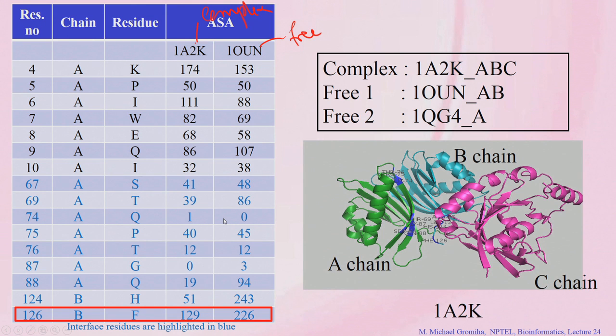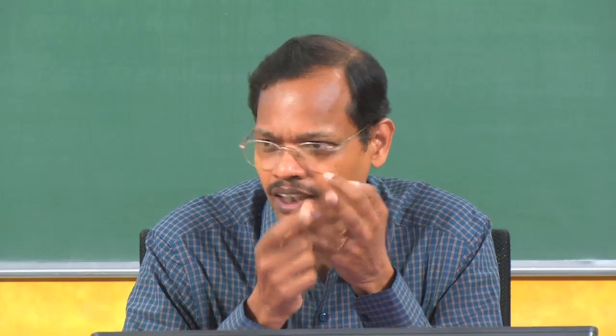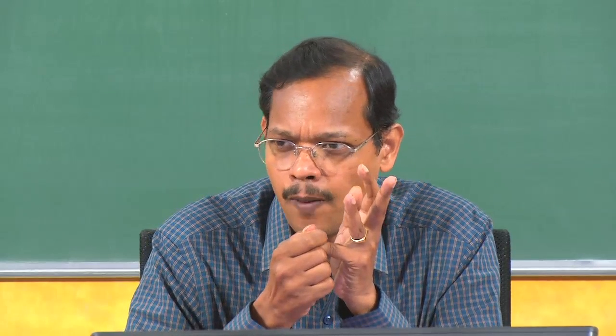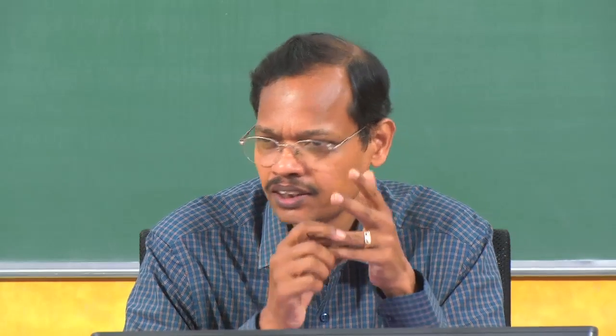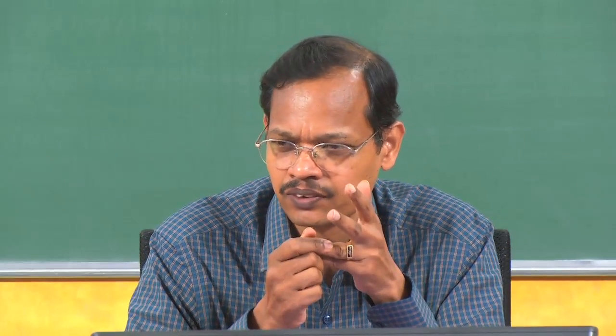So, we discussed 2 different approaches. What are the 2 different approaches we discussed? Distance based criteria and ASA based criteria. Distance based criteria, how to identify the binding sites? Simply based on the cutoff distance, and you can identify within that limit. The ASA, how to identify the binding sites? Change in accessible surface area between the unbound form as well as the complex form.